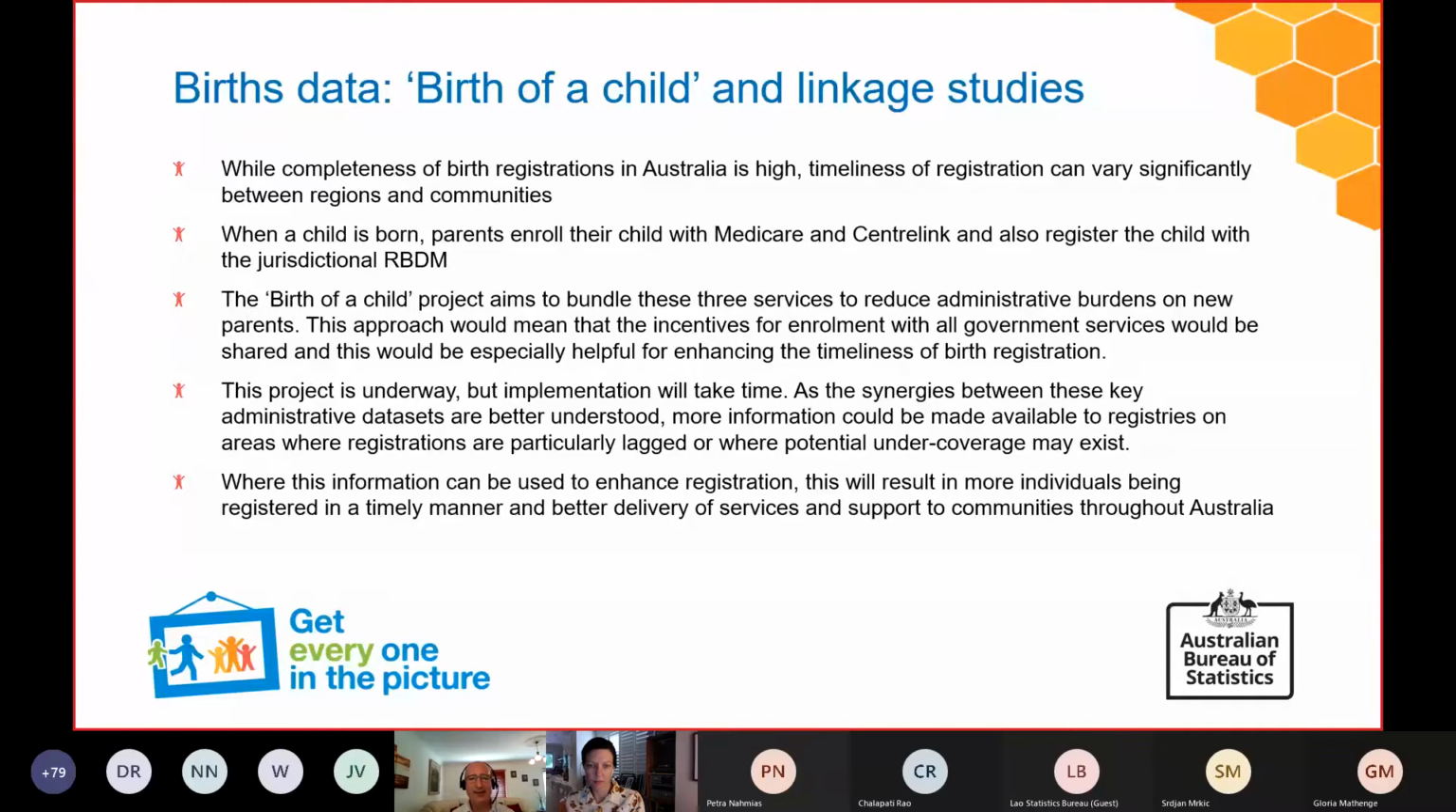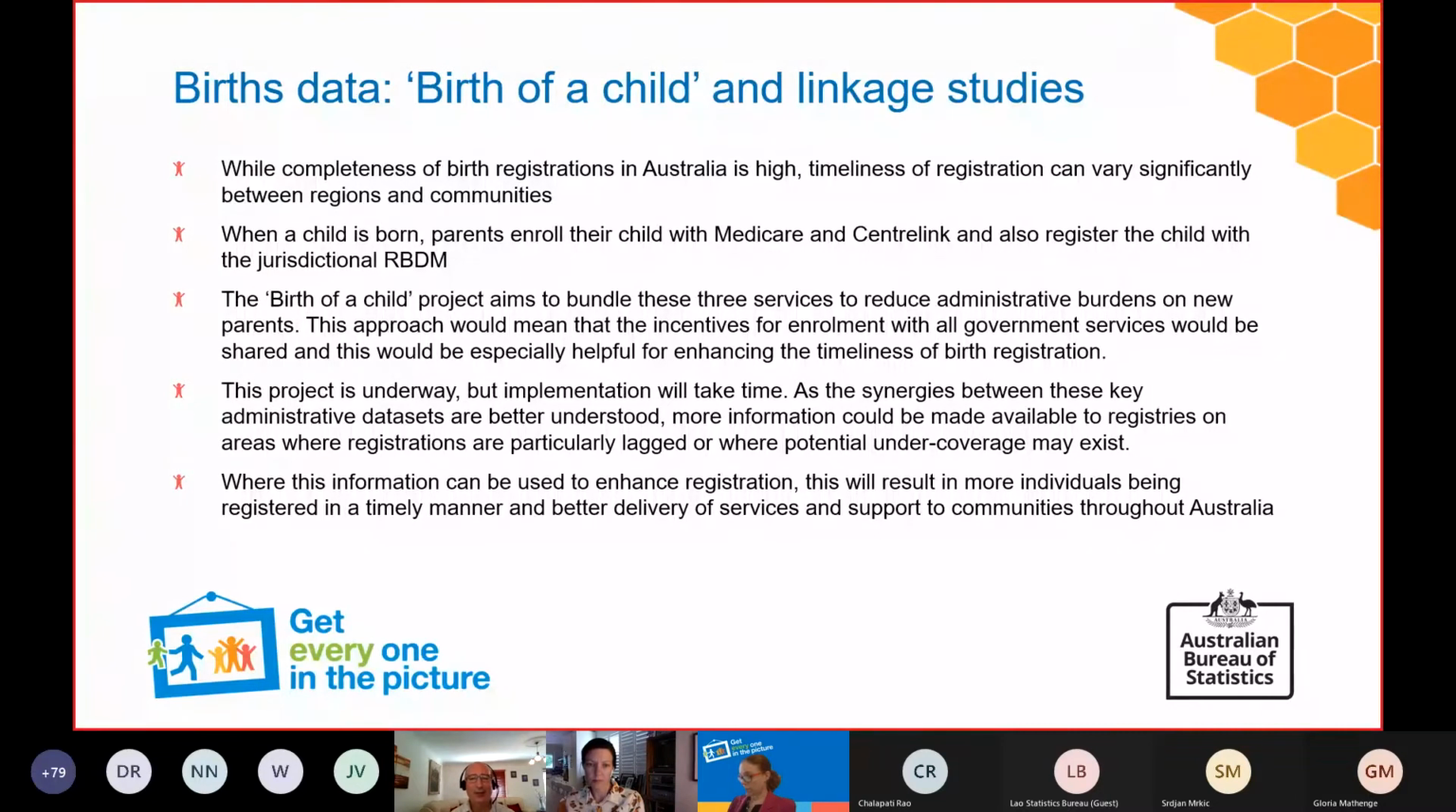It's a very useful approach because it effectively means that incentives for any one of those three enrolments with government services are shared across those three key areas. And effectively, this could actually seriously improve the timeliness of birth registration, and where there may be some undercoverage could also prevent that undercoverage. So it's a really interesting project. I guess it will take some time.